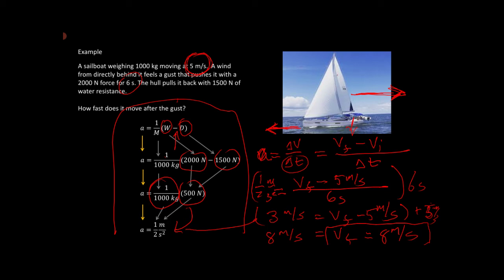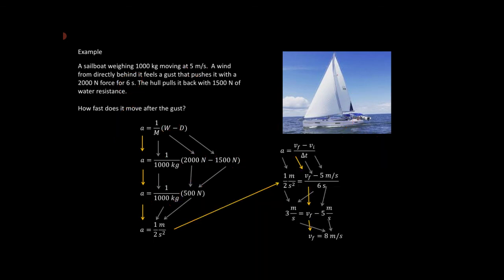They have the same meaning, but this just tells us exactly what we want to say, which is that after the gust, the speed of the boat is vf, and that vf is 8 meters per second, right?